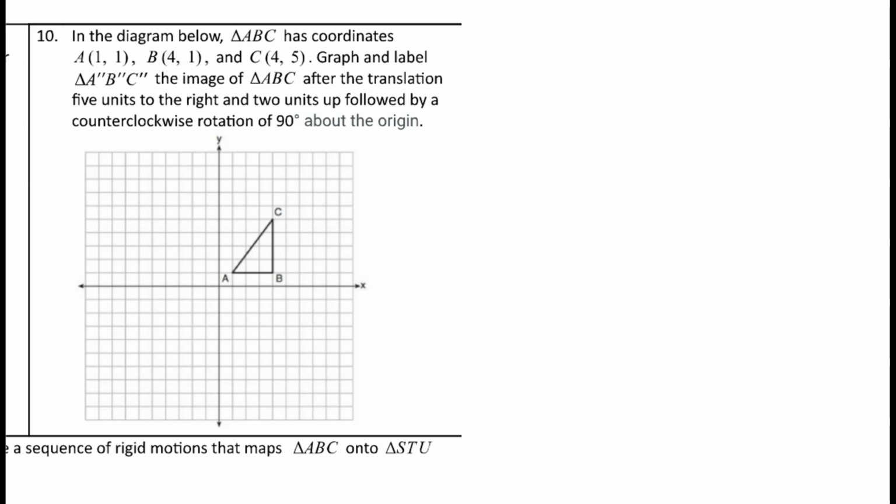Number 10. In the diagram below, triangle ABC has those coordinates. Our task here is to graph and label triangle A'B'C', the image of triangle ABC after a translation 5 units to the right and 2 units up, followed by a counterclockwise rotation of 90 degrees about the origin. It's going to be our first transformation. So let's start with the translation. That's probably the easiest transformation we could do.